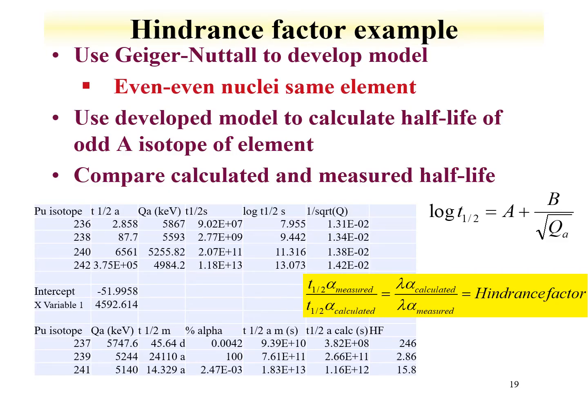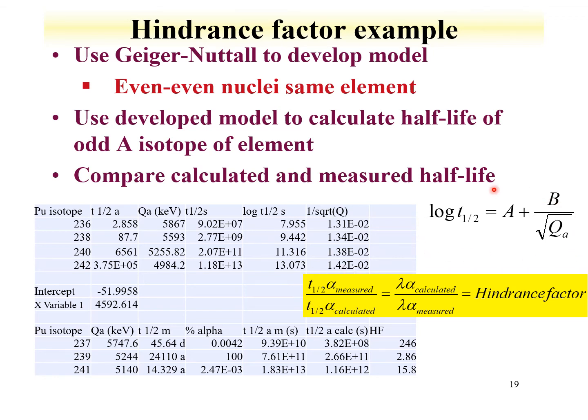Now let's go through an example of how one can determine a hindrance factor from calculated and experimental data. We can use the Geiger Nuttall equation to develop the model. Again, this is done using even nuclei of the same element. We use this developed model to calculate the half-life of an odd A isotope of that same element in which the model was developed. And then we compare the calculated and measured half-life. The model that we use is shown here.